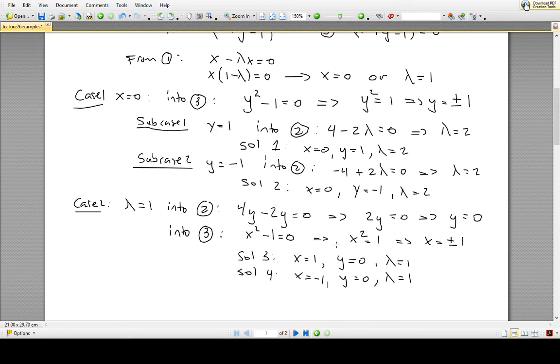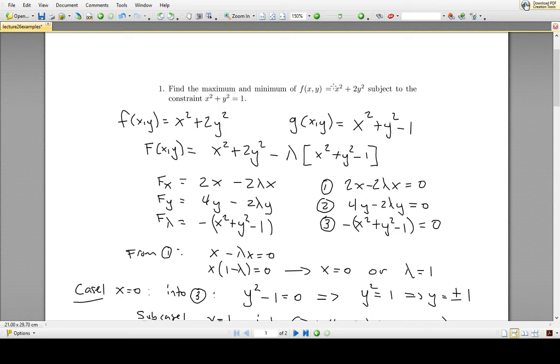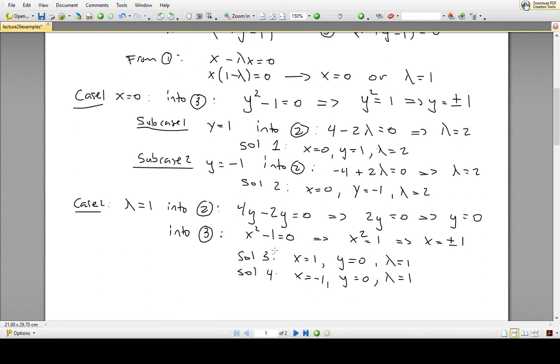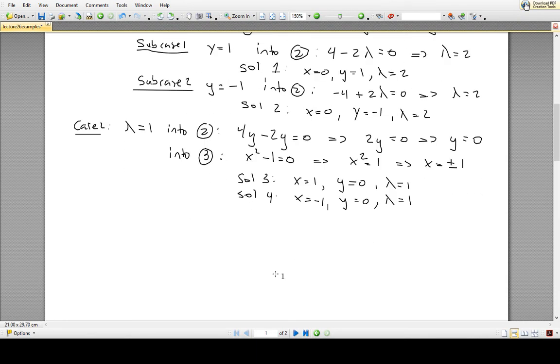And now what the game is, we need to actually figure out what the value of the function we're trying to find the maximum and minimum of is at these points, and see which one is the biggest and which one is the smallest. So let's evaluate f. From solution 1, we have x equals 0, y equals 1. From solution 2, we have x is 0 and y equals negative 1. From solution 3, we have x is equal to 1, y is equal to 0. And from solution 4, we have x is equal to negative 1, y is equal to 0.